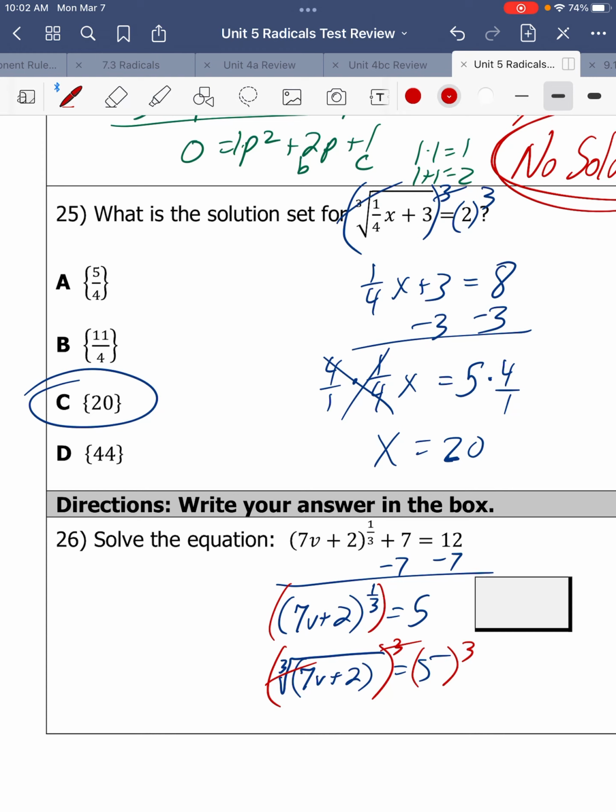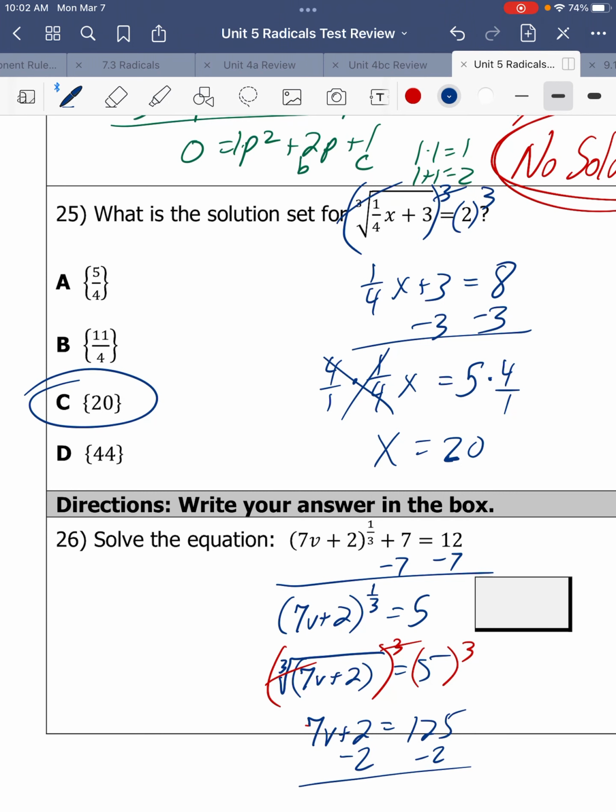Certainly could have done that up at this step here. You could have cubed and cubed. It's the exact same thing. Exponent to exponent, you multiply. So you could have done that there and skipped the radical step. So looking at what we got left, we have 7v plus 2 equals 125.